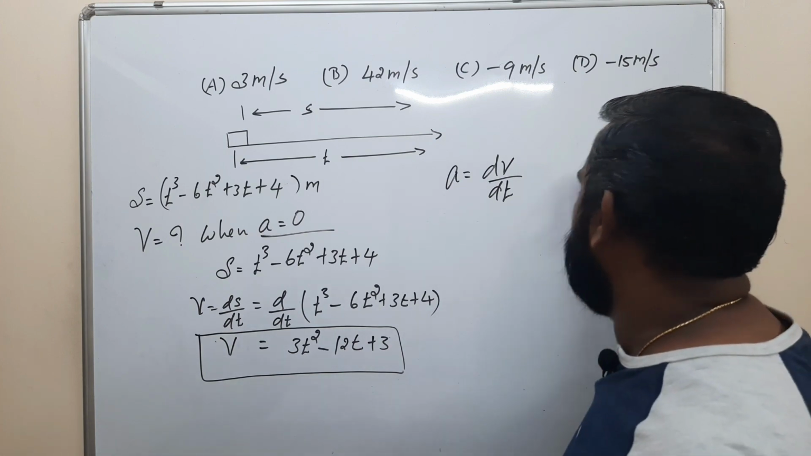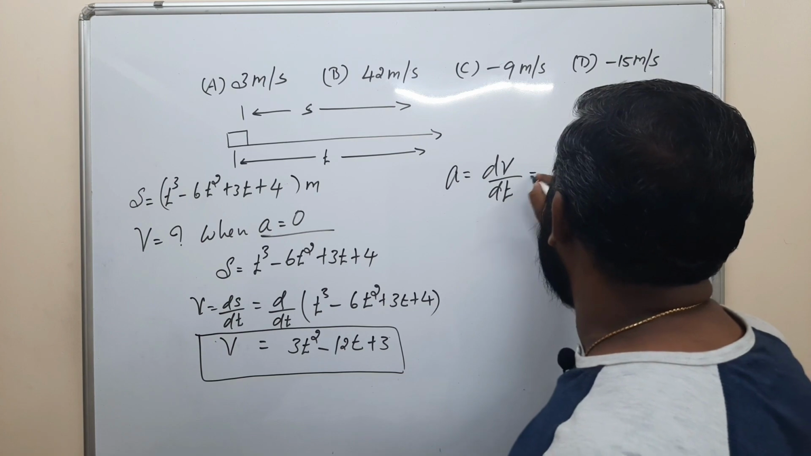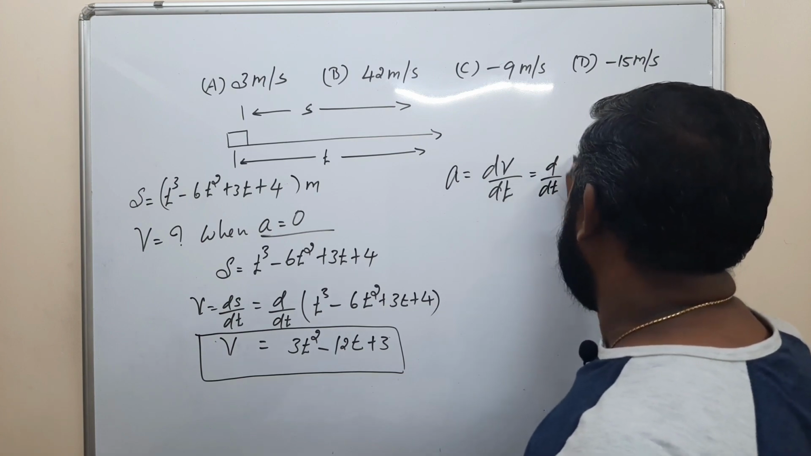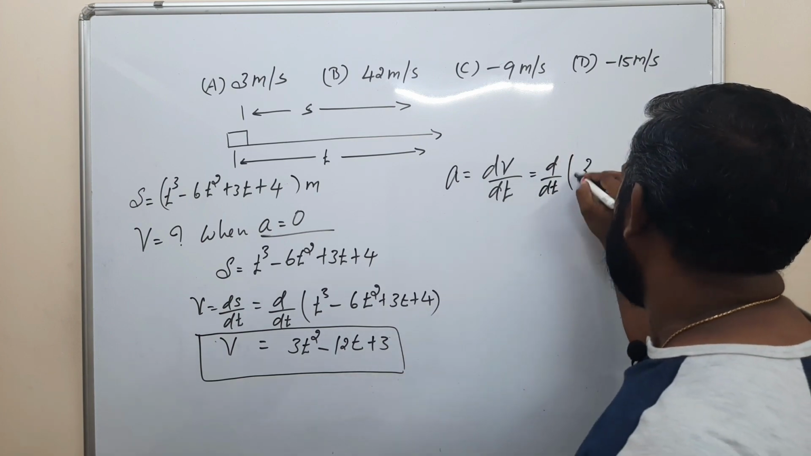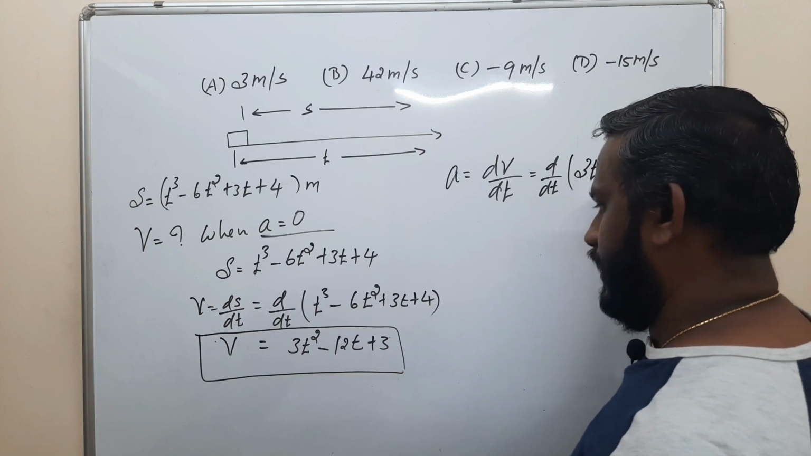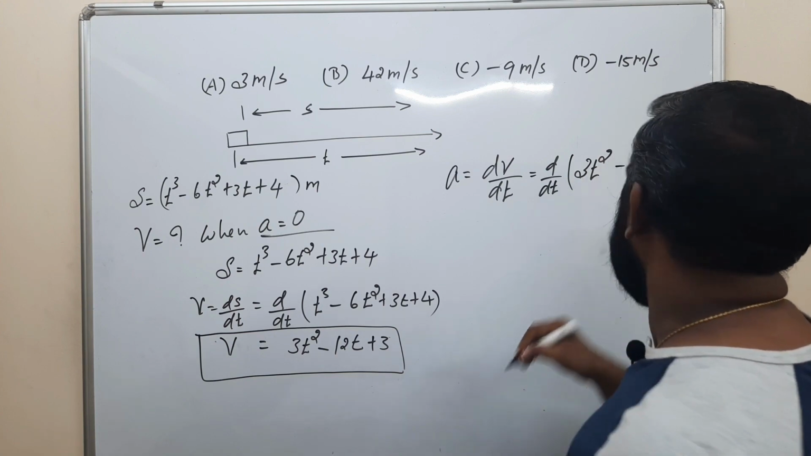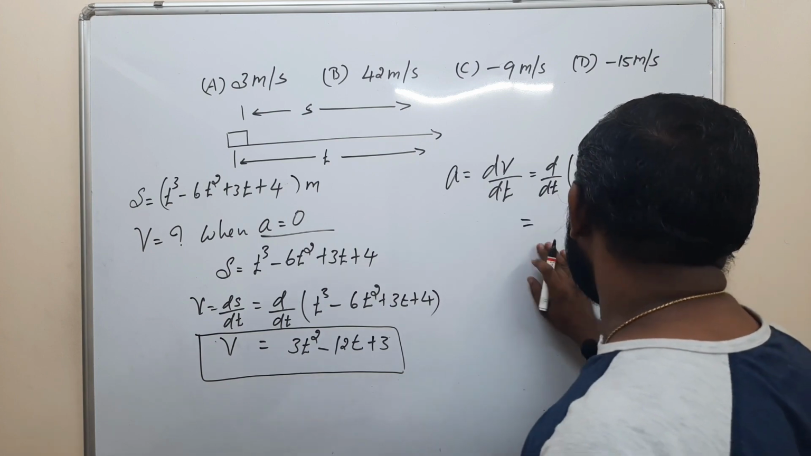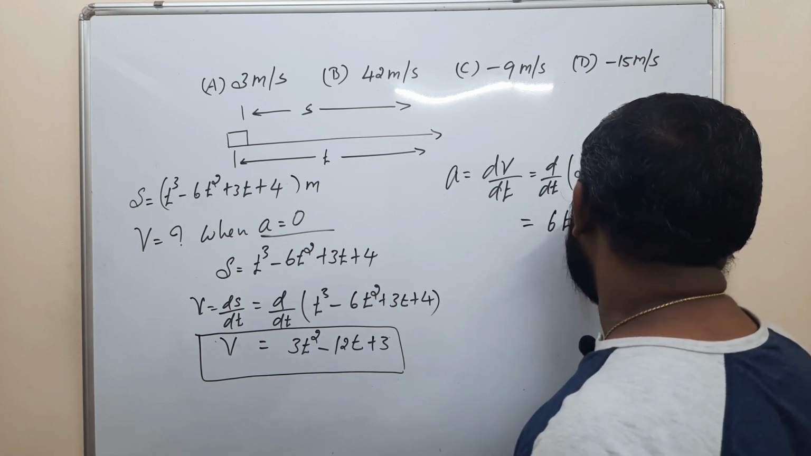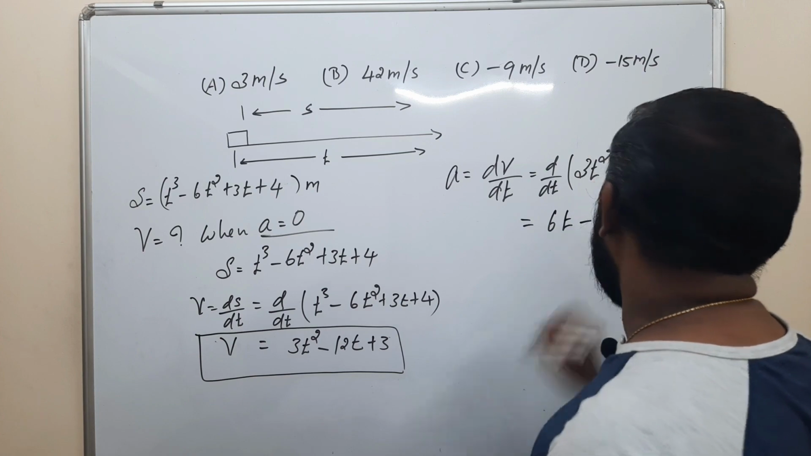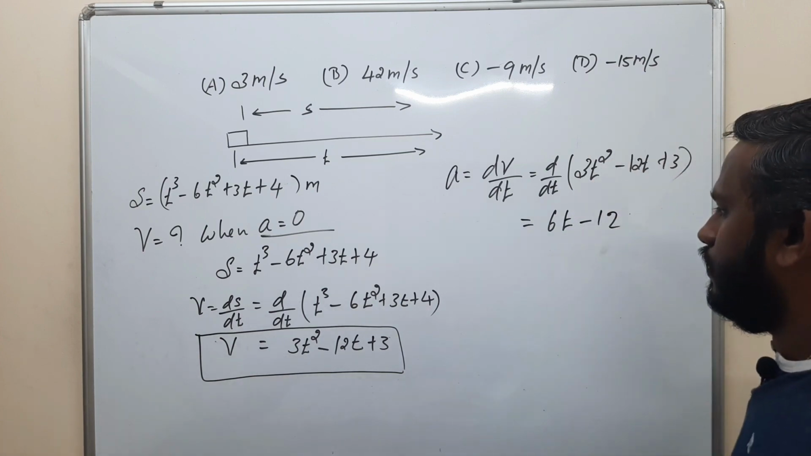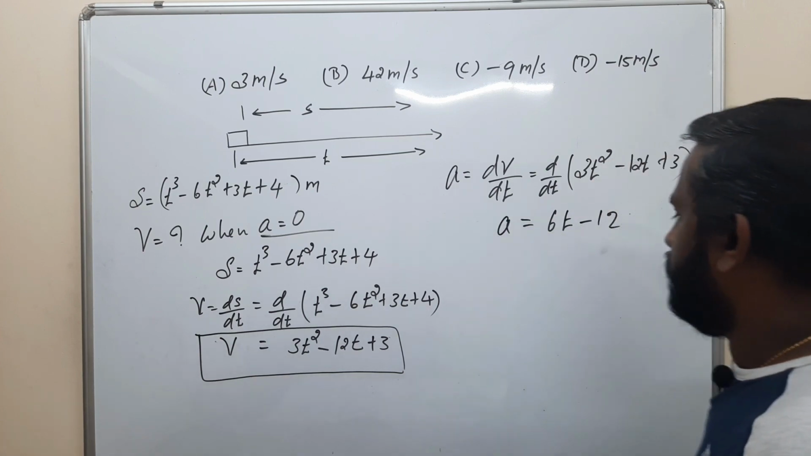So a is equal to dv by dt. So that's equal to d by dt of v, which is 3t square minus 12t plus 3. Differentiating with respect to time, that is 6t minus 12. So this is the acceleration.